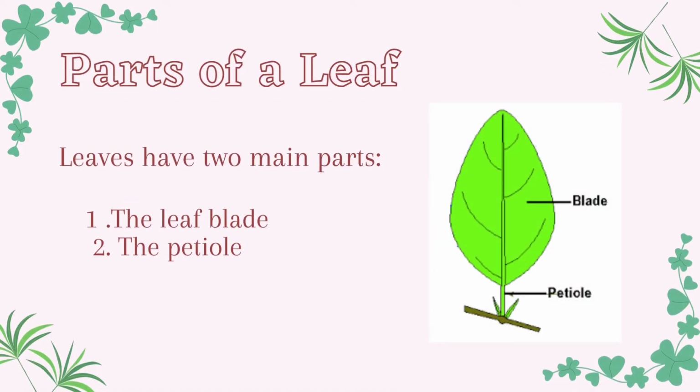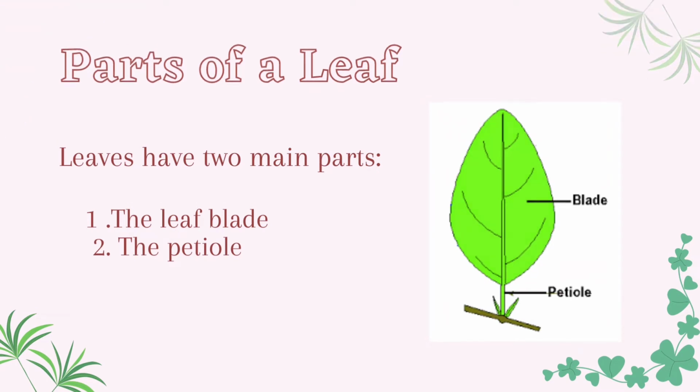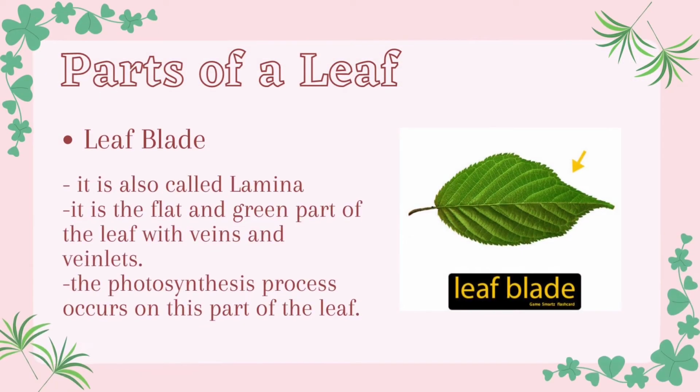Parts of a leaf. A leaf has two main parts. It is the petiole and the leaf blade. So, what is the leaf blade? A leaf blade is also called the lamina, and it is the flat and green part of the leaf with veins and veinlets. On this part of the leaf, the photosynthesis process occurs.